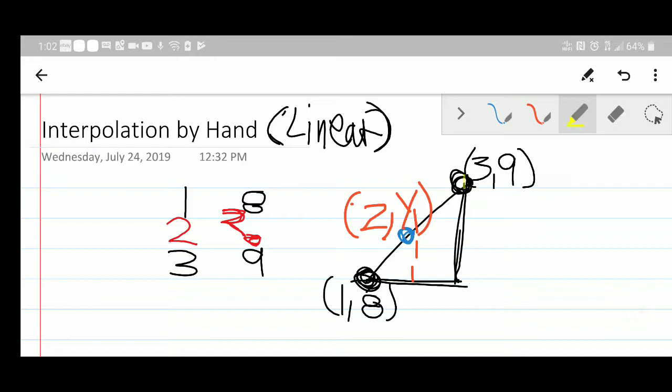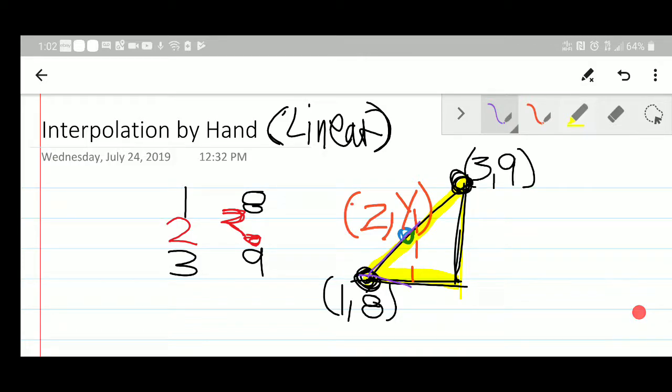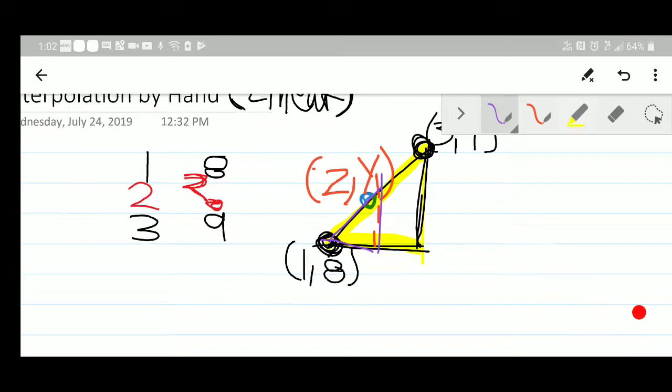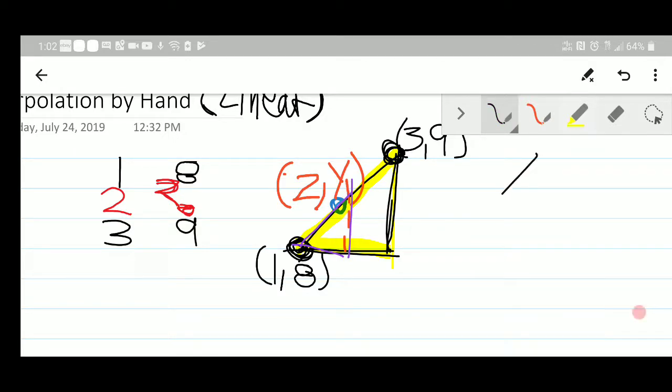Now we just use similar triangles. We have this triangle, then we have the smaller triangle. And all we have to do is compare the smaller triangle to the larger triangle. Let's do the larger triangle first. The distance from here to here, you go from 1 to 3, so that's 2. The distance from here to here, your y goes from 8 to 9, so that's 1.